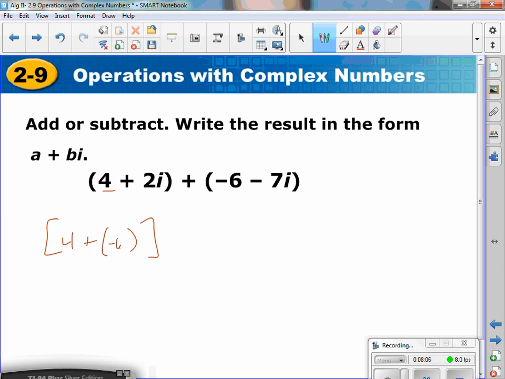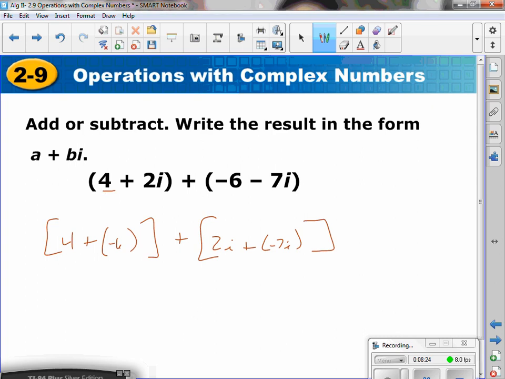Keep the reals with the reals. Put the imaginaries with the imaginaries. So 2i plus a negative 7i. Now you don't need to write this out. I'm just showing you so you can understand you're breaking the two pieces.